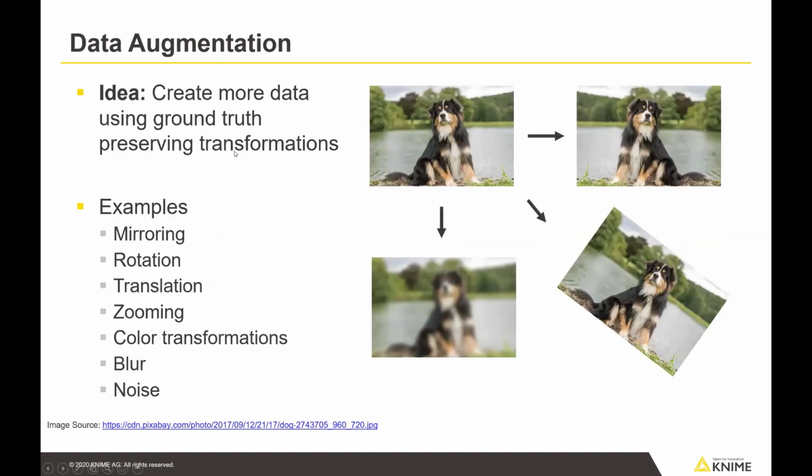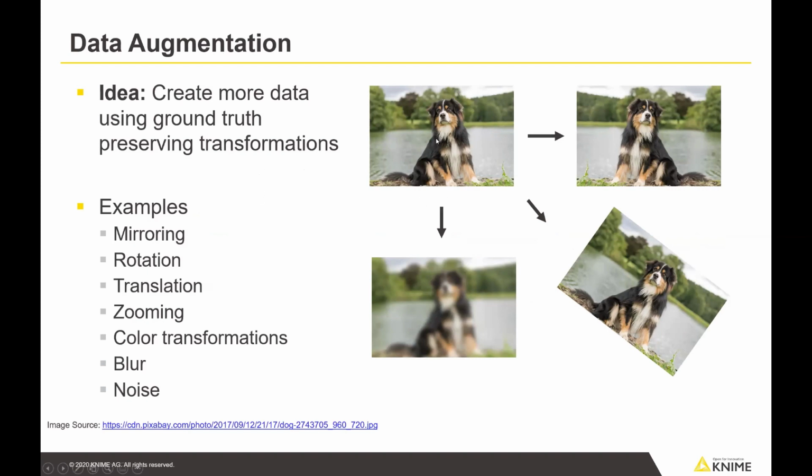One of them is data augmentation. You probably might have heard that for deep learning, you usually need huge amounts of data. However, to mitigate this kind of problem, you can use data augmentation. Here, the idea is that you can create more ground truth data from your existing data set by applying so-called ground truth preserving transformations.